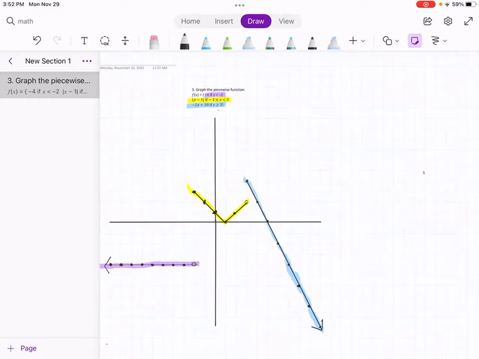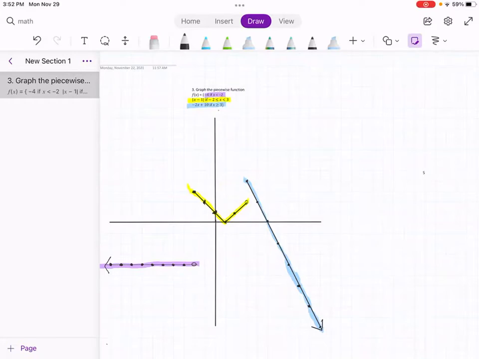And if -2 is less than or equal to x, that means we're going to have a closed circle. And x is less than 3. Less than 3 does not have equal to, so that means it's going to be an open circle. That means for our next graph, we can use that point also, which brings us to our last graph.